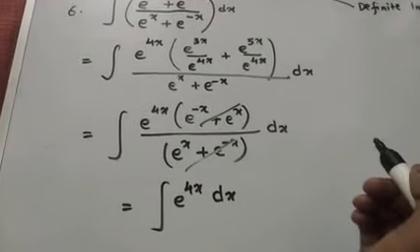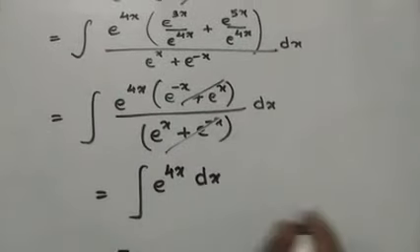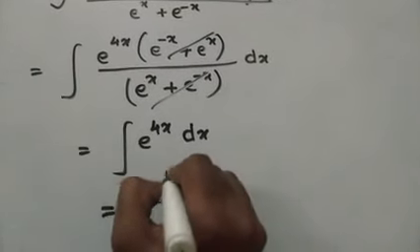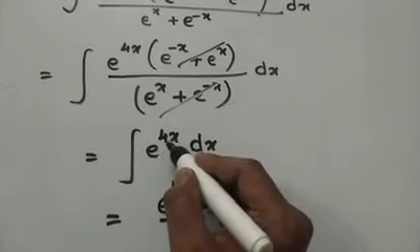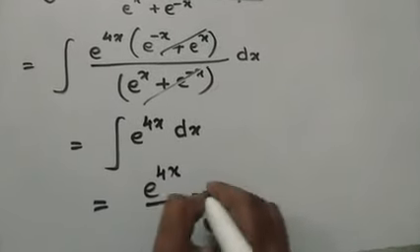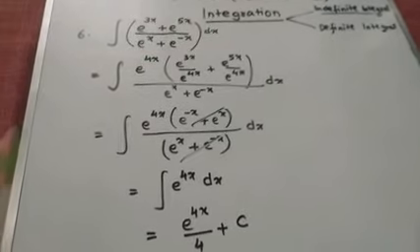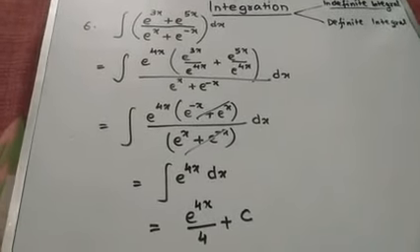Now by using the formula of e to the power mx, just remember that whatever the function is here, we will simply write it here and divide it by m. What was the m here? 4. So divided by 4 plus c, where c is an integrating constant. Clear? Okay.